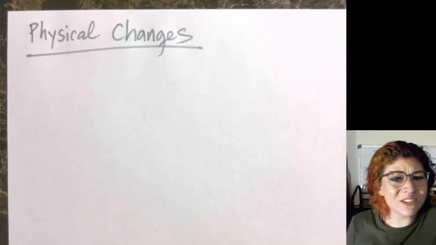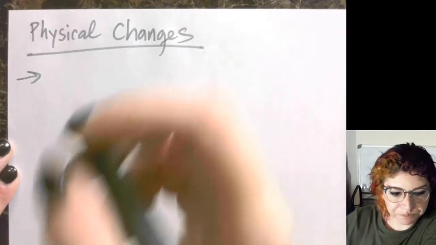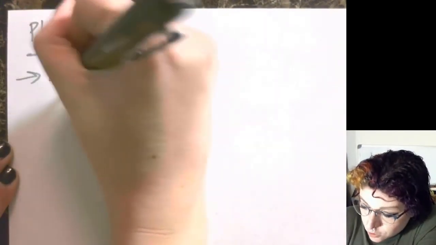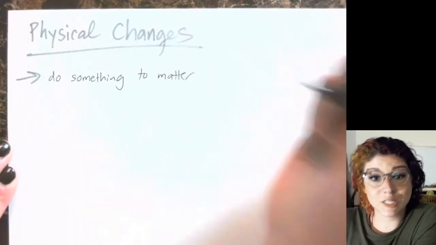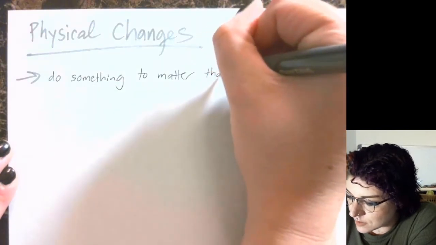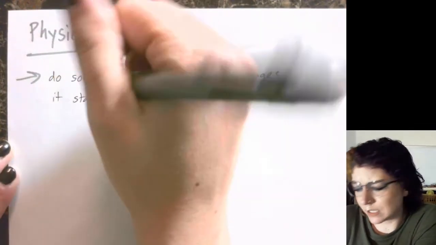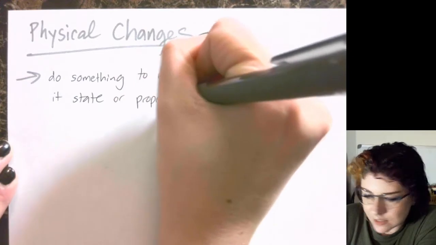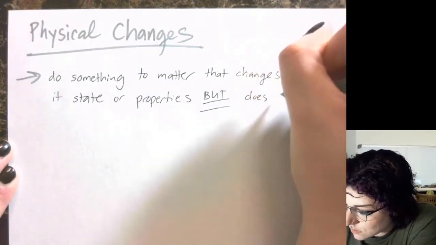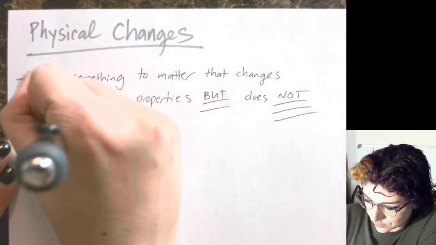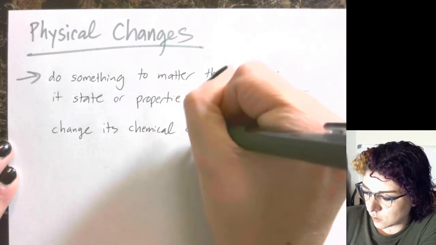As always, let's define what this actually means in terms of chemistry. So, physical changes. This is when you do something to matter, so to the stuff around you, that changes its state, which we'll talk more about later, or properties. But it does not change its chemical composition.